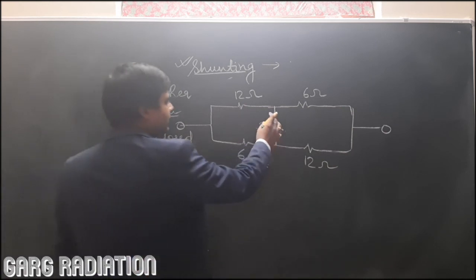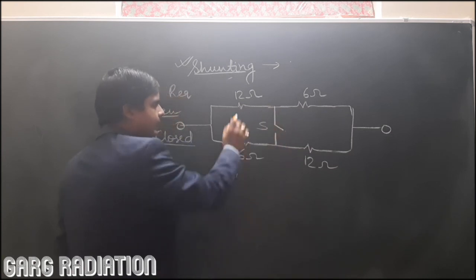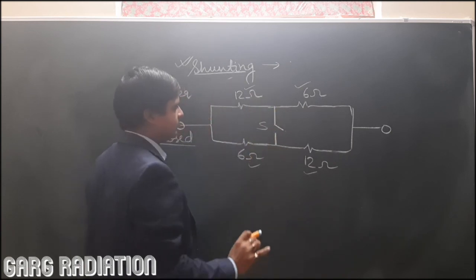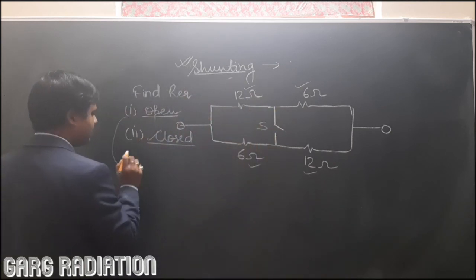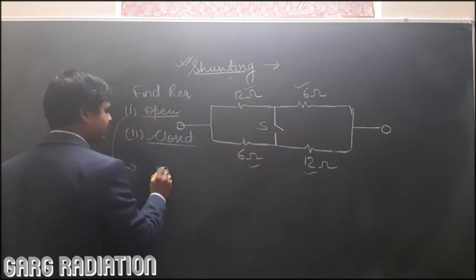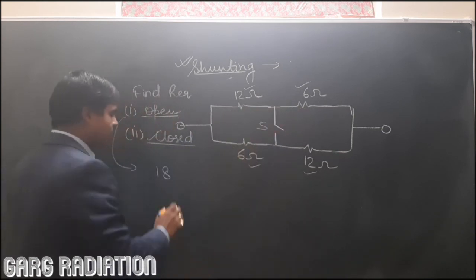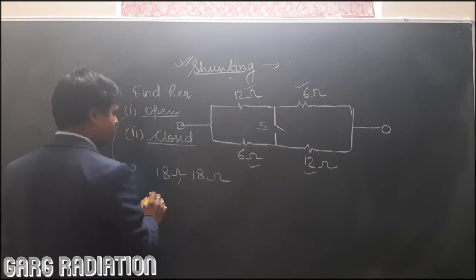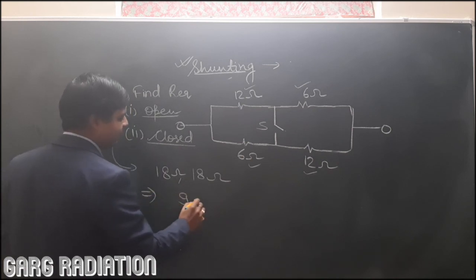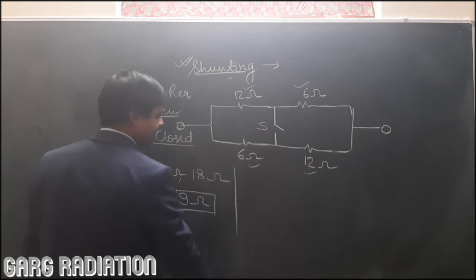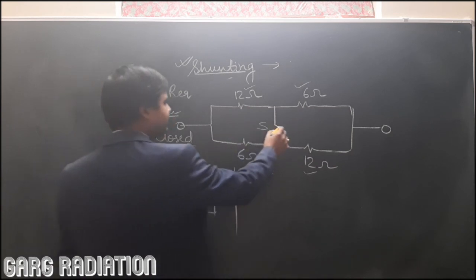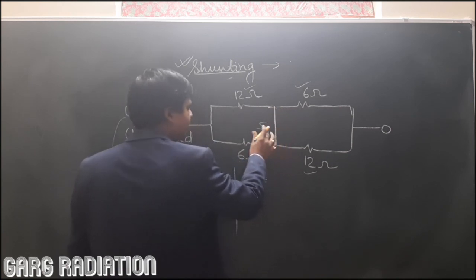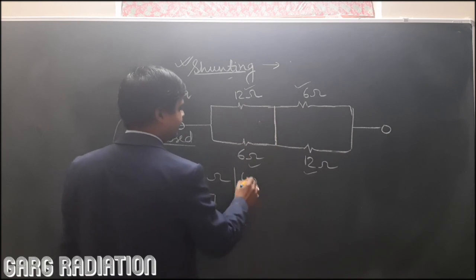If it is open, it means it is not connected at all. Then these two are in series and these two are in series, and their equivalents are in parallel. So if it is open, then if these are in series, it becomes 18 ohm, 12 ohm plus 6 ohm, 18 ohm, and this also becomes 18 ohm. And if the two 18 ohm are in parallel, the final R equivalent comes out to be 9 ohm. Yes. At the same time, if it is closed, then it is like we have connected them by a connecting wire.